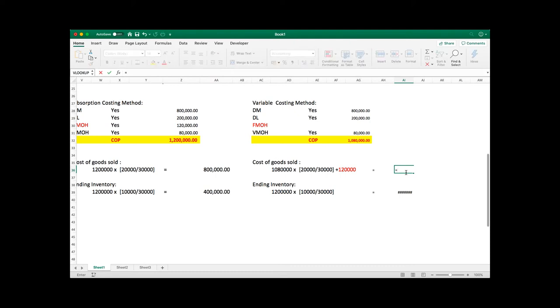So what I'm doing here is 1,080,000 multiplied by 20,000 divided by 30,000, which you produce, plus entire amount of fixed manufacturing overhead will go to cost of goods sold. Please do remember this. The fixed manufacturing overhead under absorption costing method is treated like period cost. Okay, treated like period cost. So you have 1,080,000 divided by 30,000 multiplied by 20,000 plus what is that? 120,000, right?